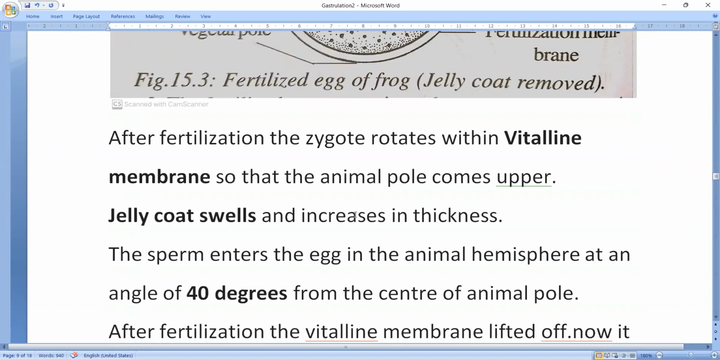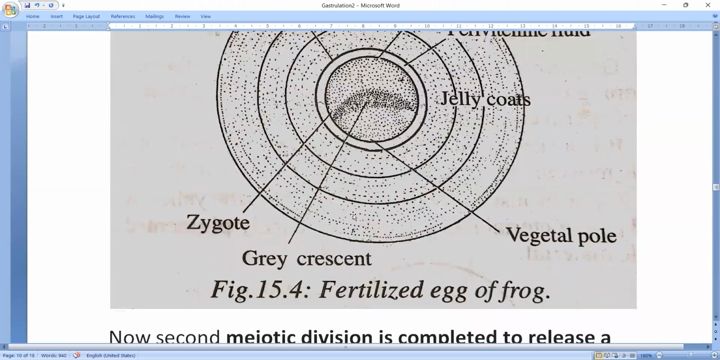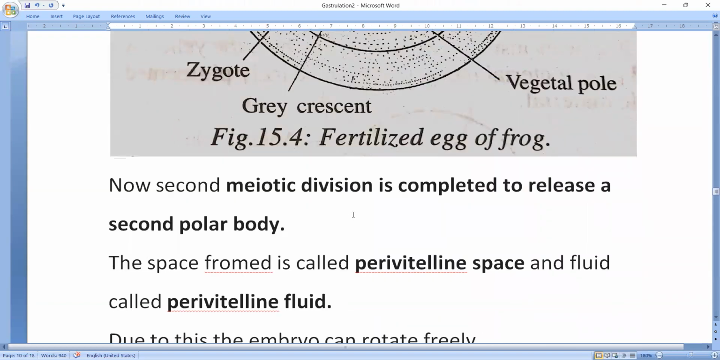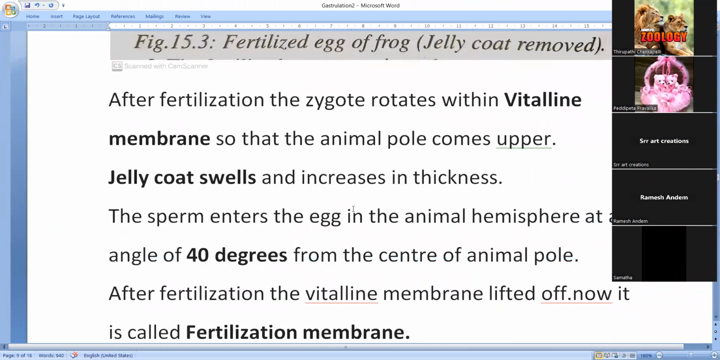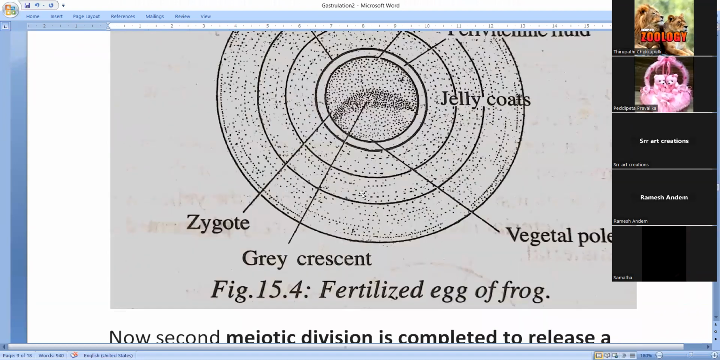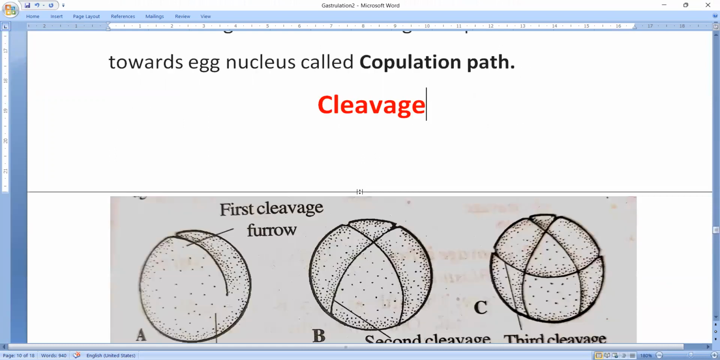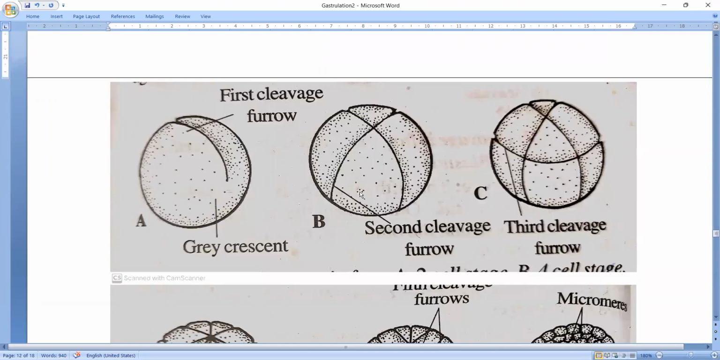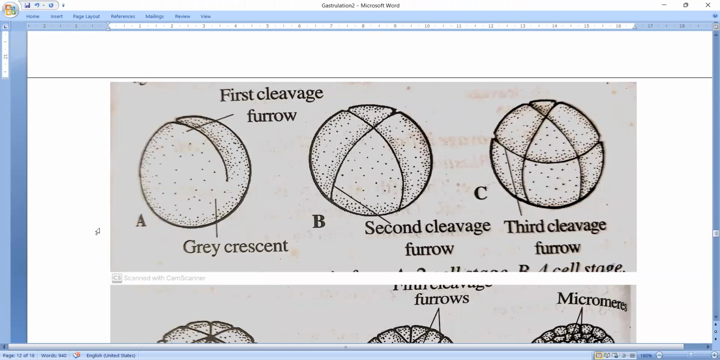Okay, so now let's see cleavage. Cleavage of the frog, I'll just explain 5 steps and stop. So this is the zygote.